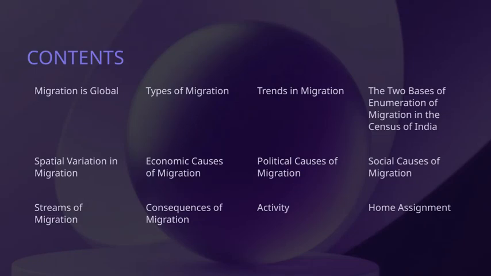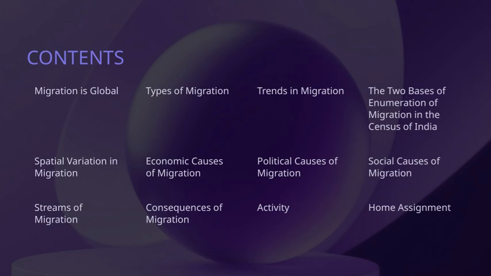Let's now move on to our home assignment, which focuses on the social causes of migration. We'll explore how various social factors influence people's movement from one place to another. Next, we'll look at the two main bases used for counting migration in the census of India, which helps us understand the scope and patterns of migration across the country. We'll also engage in an activity to better grasp these concepts.